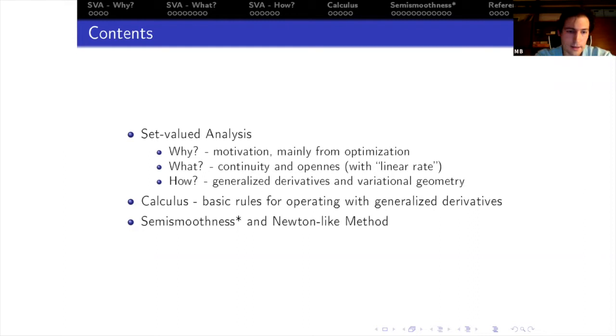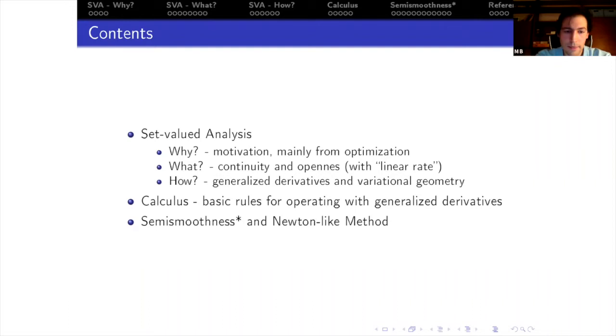And then the final question is how, and there I will introduce what we sometimes call generalized derivatives. Typically when one thinks about analysis, then derivatives are like the basic tool to use. So we have to clarify how can we differentiate set valued mapping. So this is like an introductory part, but I'll spend quite some time on that.